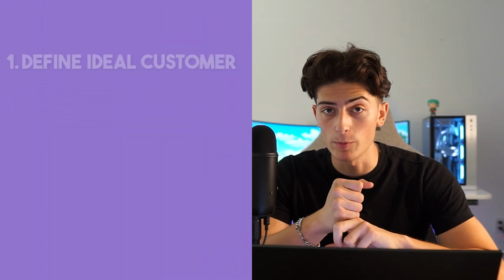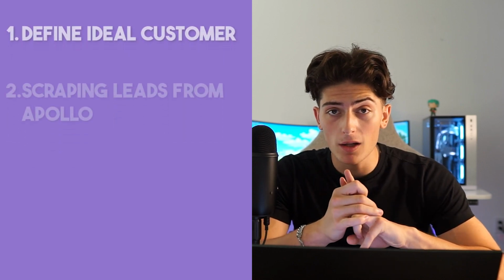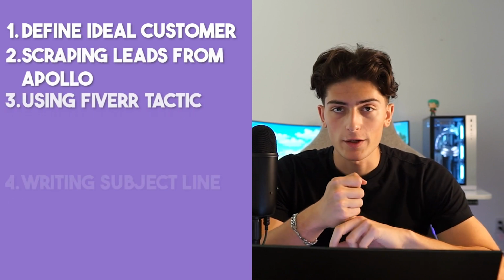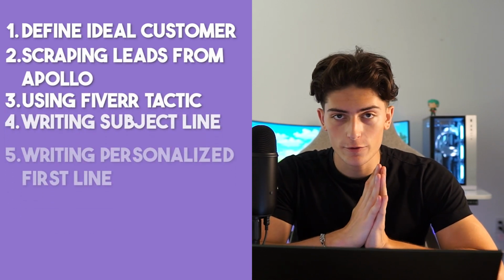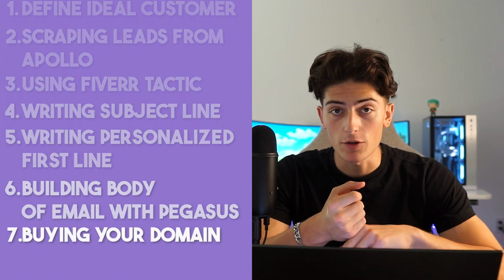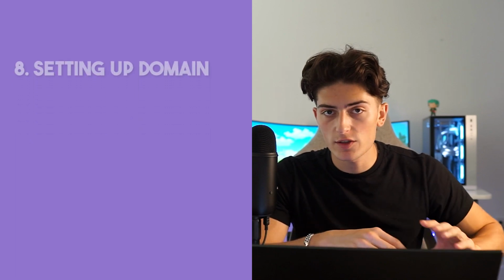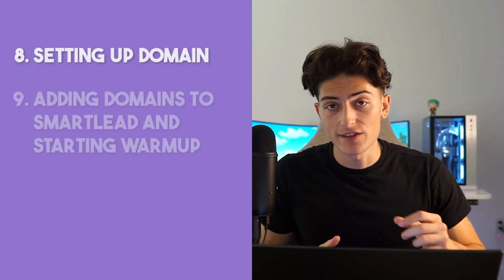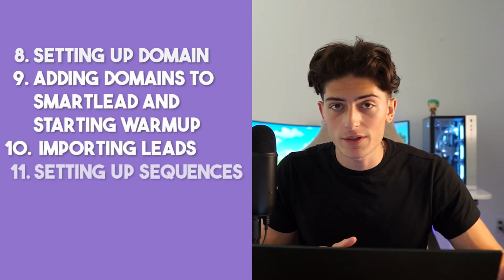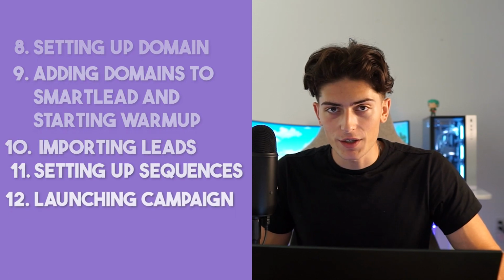Just in case you haven't actually set any of this up yet though, here are some actionable summarized steps that you can take to start getting there. First and foremost is defining your ideal customer profile. Second is scraping leads from Apollo. Third is using the Fiverr tactic to get a lot of leads for a little bit of money. Fourth is writing your subject lines. Fifth, writing your personalized first lines. Sixth, building the body of your emails with Pegasus. Seventh is buying your domains. Eighth is setting up the domain forwarding, so forwarding to your main homepage. Ninth is adding your domains to Smart Lead and starting the warm-up process. 10th is importing your leads. 11th, setting up your sequences. And finally, launching your campaigns.